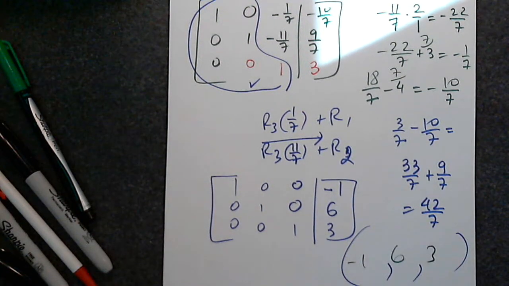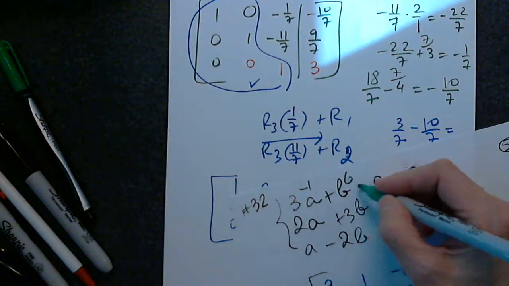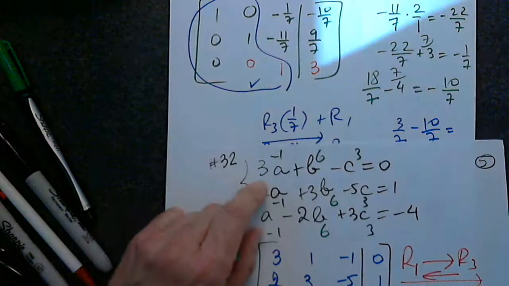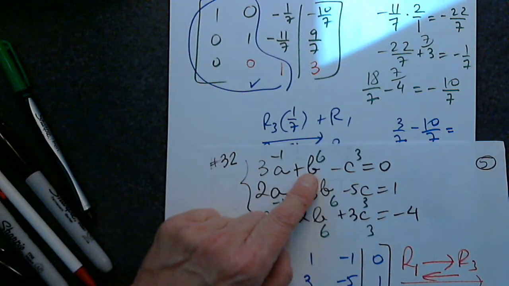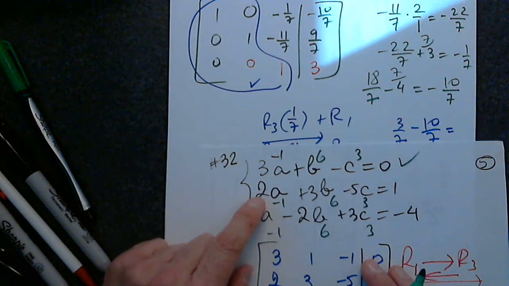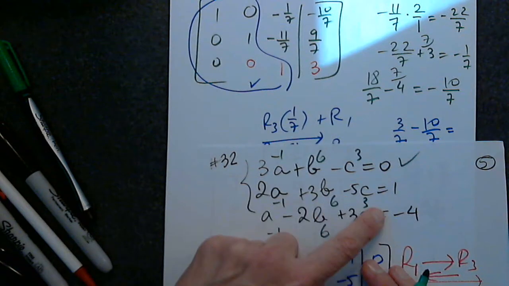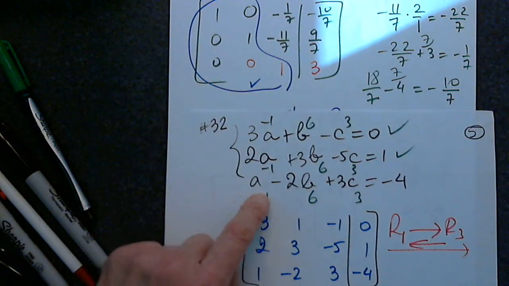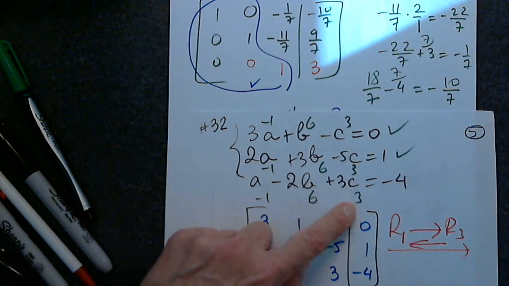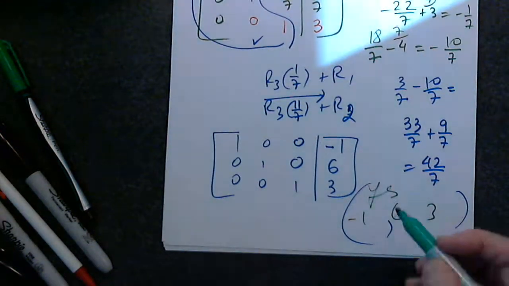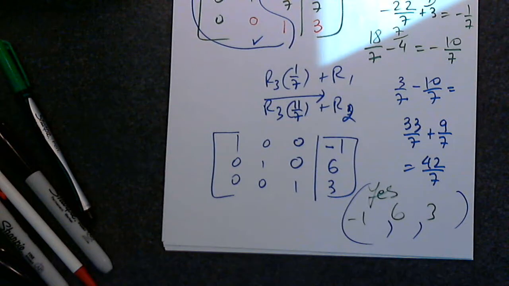Negative 1, 6, and 3. We go back to the original problem in which I replaced negative 1, 6, and 3 in that order. Let's try. Negative 3 plus 6 is 3. 3 minus 3 is 0, yes. Negative 2 plus 18 is 16. 16 minus 15 is 1. Negative 1 minus 12 is negative 13. Negative 13 plus 9 is negative 4. So only now, indeed, I can say there is no way this is wrong, because it is correct.